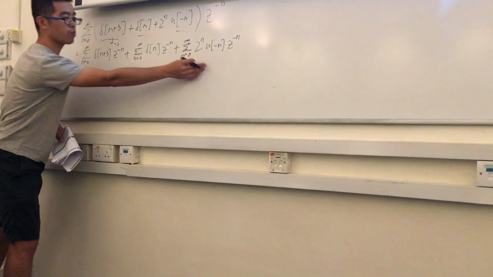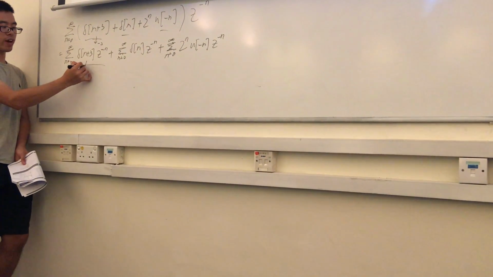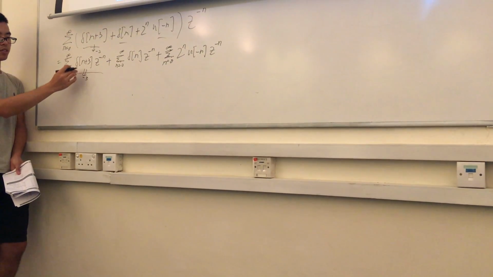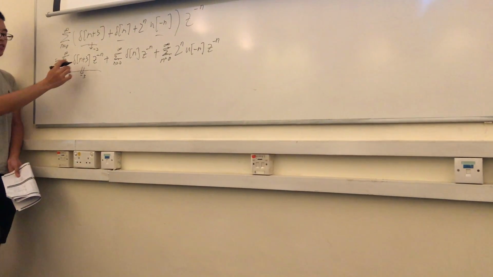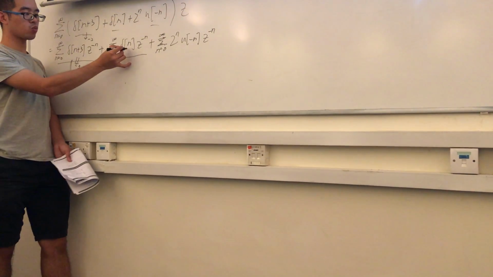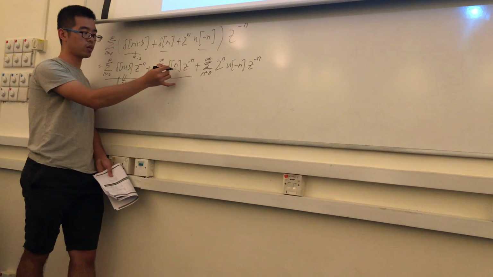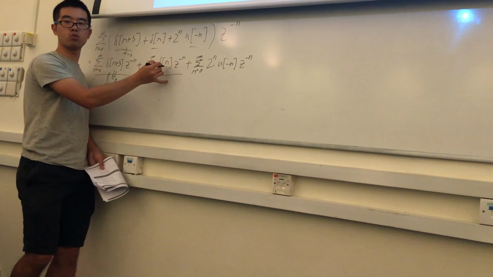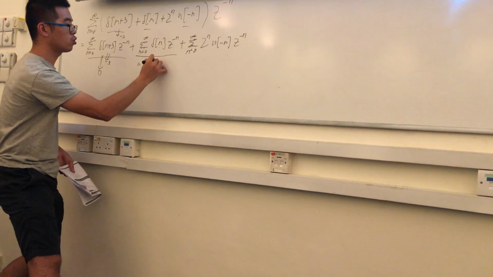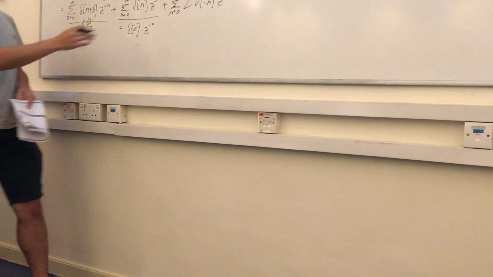For these 3 components, the first one, we know only when n is equal to -3, it has value. In other places, it's equal to 0. Because the sum is from 0 to infinity, this one is always 0. So this part is equal to 0. The second part only has value when n is equal to 0. In other places, it is equal to 0, right? So this one actually is equal to delta 0 times z to the minus 0.